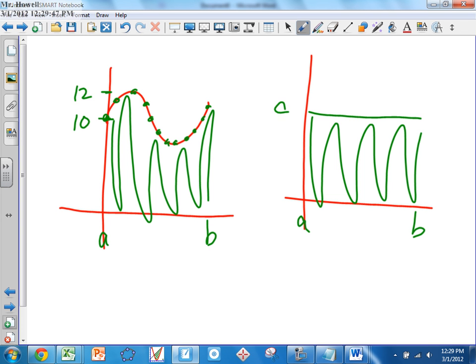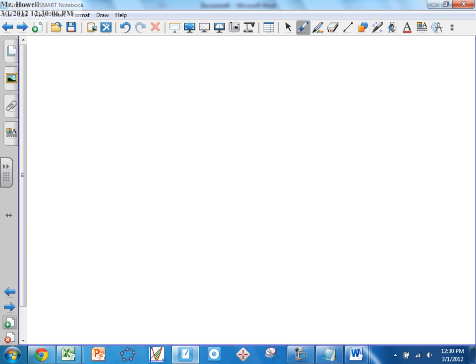This C value, whatever it turns out to be, say the value is 11 or 11.1 or 10.97, whatever it is, this is the average value of the function. Remember, the value of the function is the height of the function. So we're finding the height here, really. Okay? The way we do that mathematically is by using our formula.